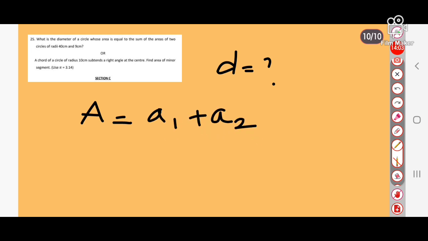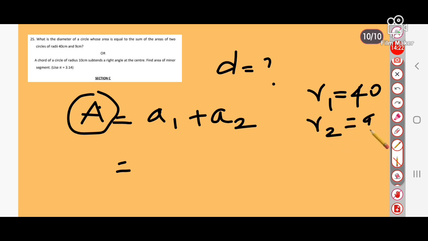I will explain it. Now they are asking the diameter of this circle. This circle's area is the sum of the areas of two other circles, whose radii are R1 equal to 40 and R2 equal to 9. Upon finding the areas of these two circles and adding them, the result will be the area of the unknown circle, and with that we can easily find its diameter. It's a bit lengthy problem, but important from your board exam point of view.